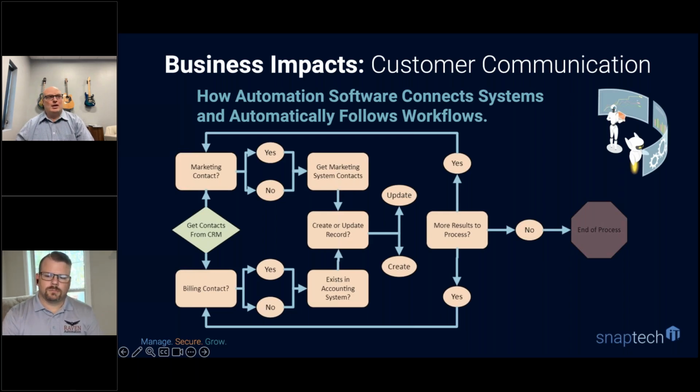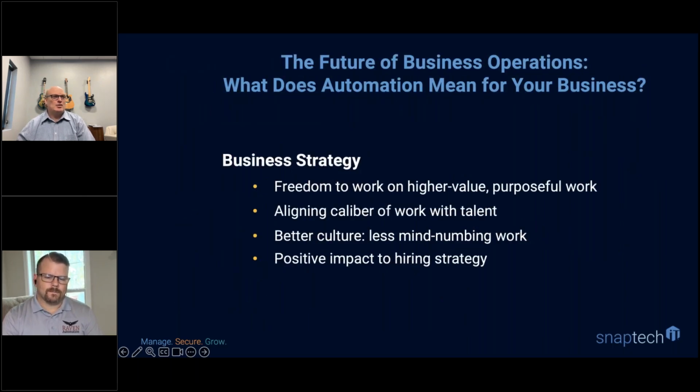So let's talk a little bit about the future of business operations. And what does automation mean for your business? I think this is an important strategy piece, and this is part of the educational piece I wanted to share. This is certainly how I think about this at SnapTech IT, and I think a lot of businesses could benefit from this kind of point of view. When it comes to the strategy of automation and how you approach it, the benefit you're going to get is the freedom to work on higher value or more purposeful work, and that's been more significant than I thought initially.